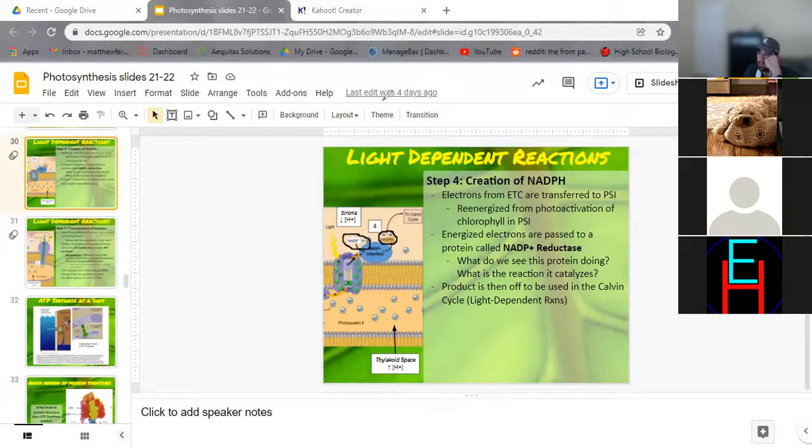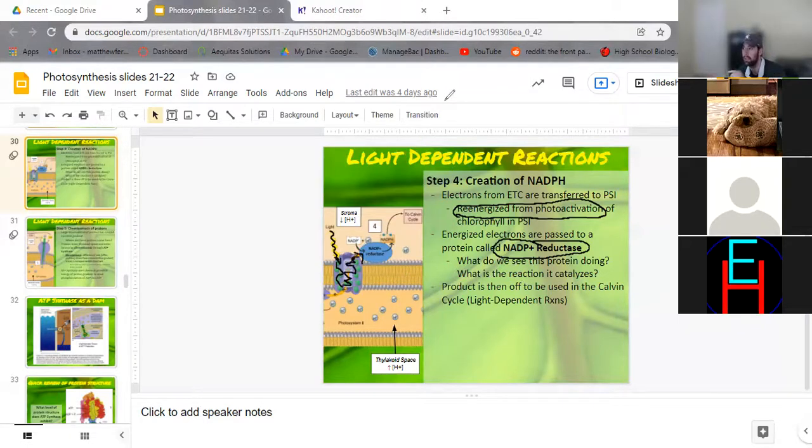And if we're reducing something, something is reduced. What does that mean? Add electrons. Oh, it gains electrons. Reduction is gain. And so that's why this protein is so aptly named. We'll get there. So electrons finish the ETC and end up in photosystem 1. And additionally, because it's a photosystem, it's still absorbing light energy, and that energy is used to help re-energize these electrons. So this is re-energizing from photoactivation, and ultimately they'll bounce around and find their way up to NADP+ reductase.